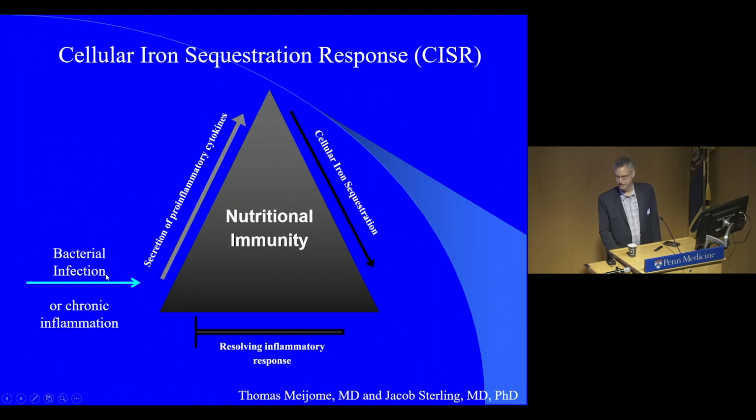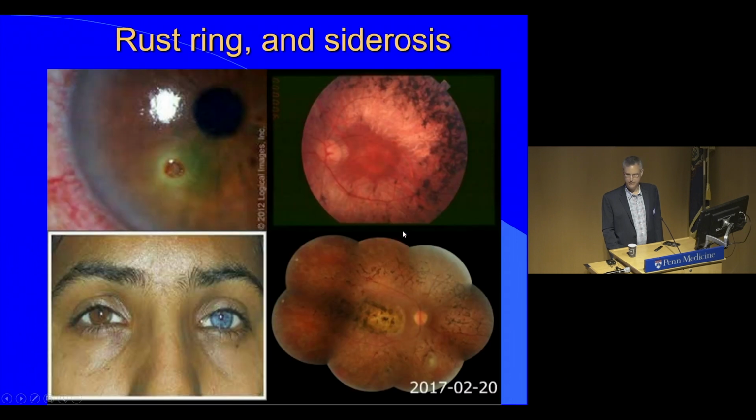So this just shows this cycle of chronic inflammation, secretion of pro-inflammatory cytokines that activate this SCISSOR response, upregulating iron importers, downregulating iron exporters. Then the cells fill up with iron, there's more oxidative stress, and they're damaged and potentially die. So this is a clinical example of what iron can do.